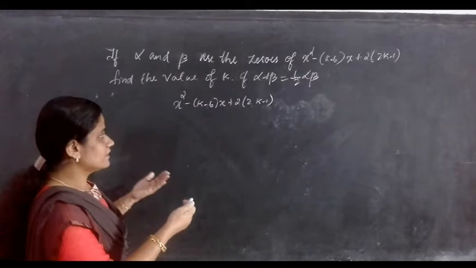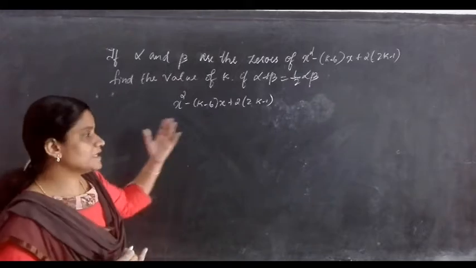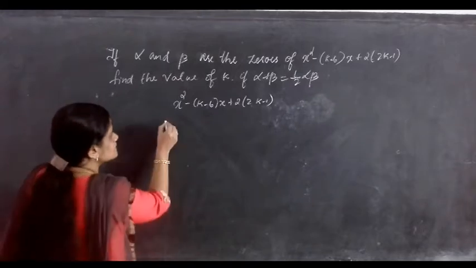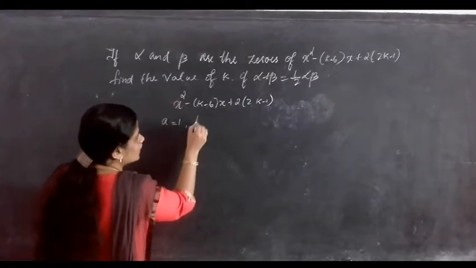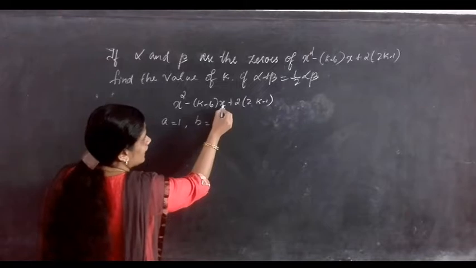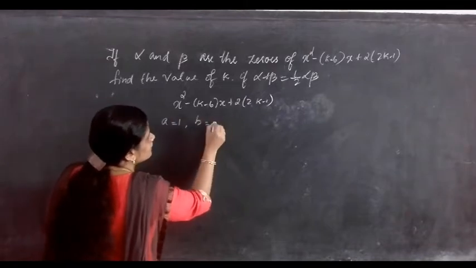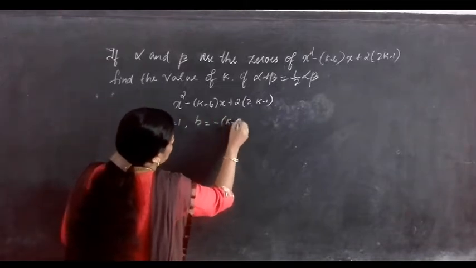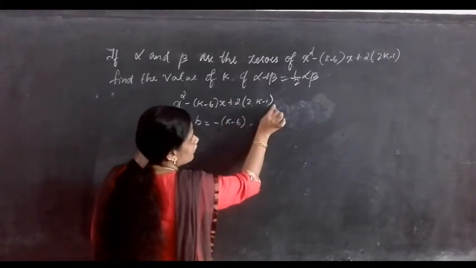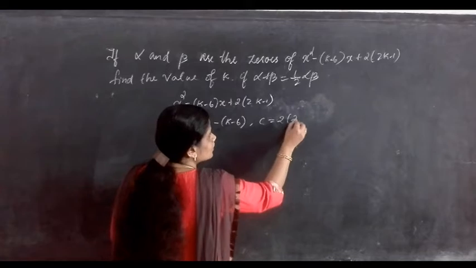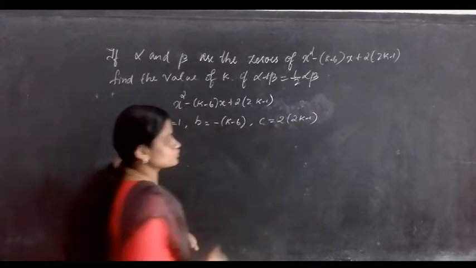So let us write what is a, b and c from this polynomial. Okay. So what is a? a means the coefficient of x square, that is 1. What is b? Coefficient of x. What is the coefficient of x here? It is minus (k minus 6). And c? c is the constant. So this is the constant: 2 into (2k minus 1).